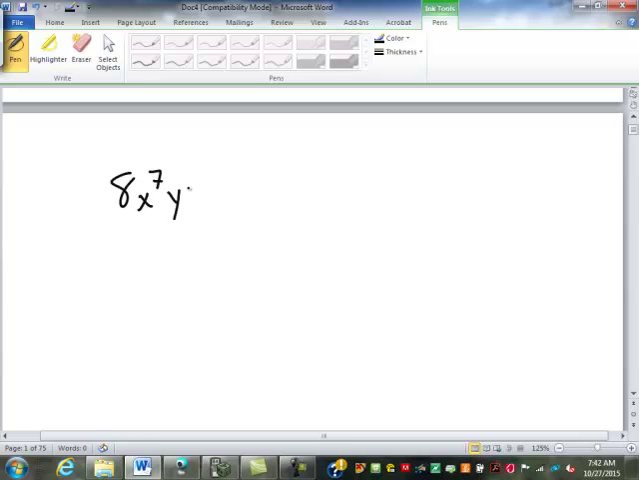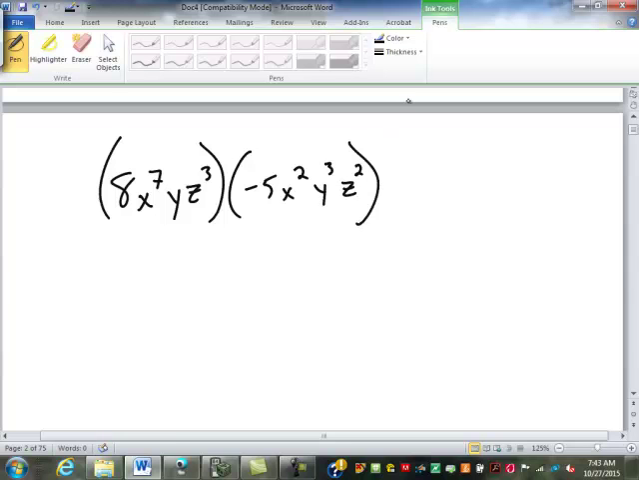8x to the 7th, y, z cubed, times negative 5, x squared, y to the 3rd, z squared. I combine the counts. 8 times negative 5. A lot of people screw up and just want to say, oh, 8 and negative 5 make 3. Remember, we're still multiplying, so the counts still get multiplied. So 8 times negative 5 is negative 40. But then we're going to take each variable on its own.